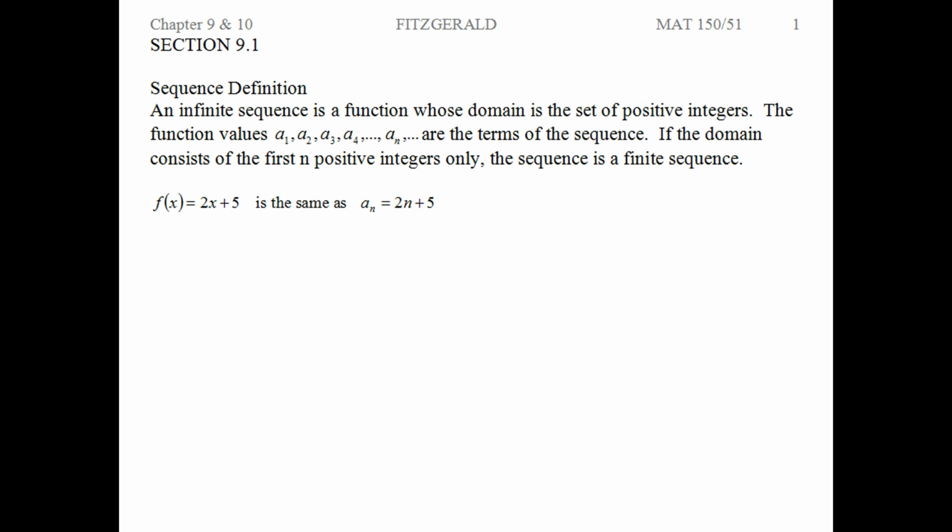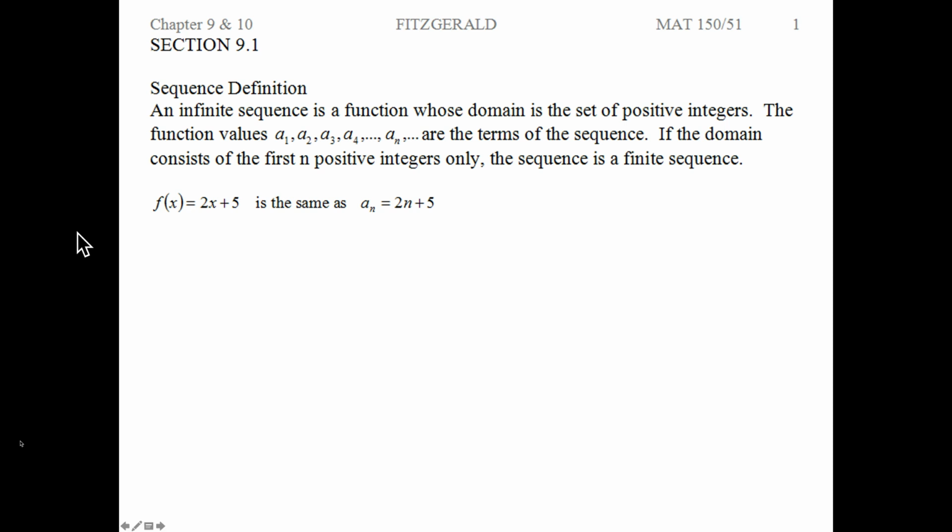The function values a sub 1, a sub 2, a sub 3, a sub 4, a sub 5 are considered the terms of the sequence. This will be the first term, second term, third term, fourth term, fifth term. If the domain consists of the first n positive integers only, the sequence is a finite sequence. So this is very close to what we've done before.